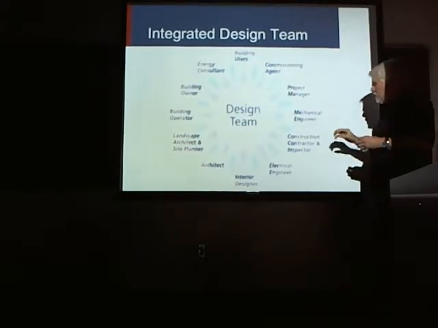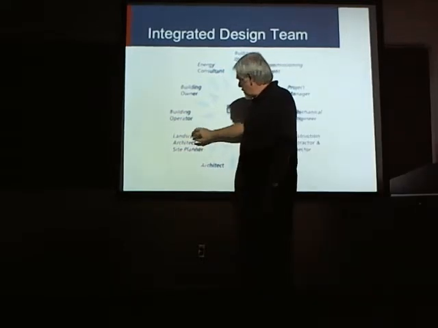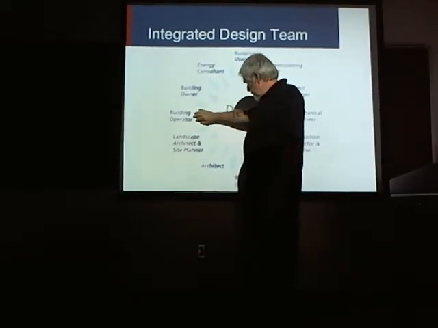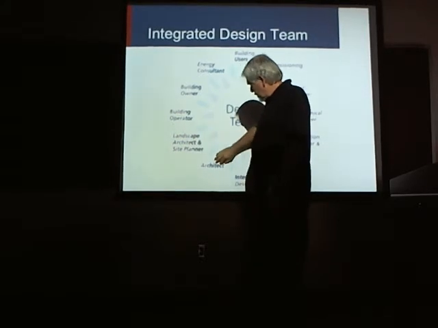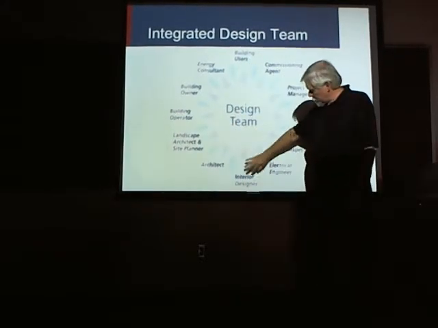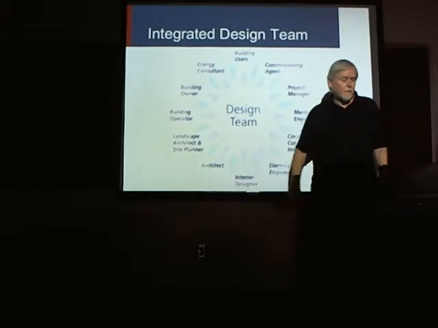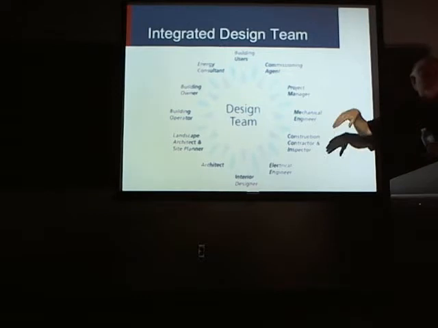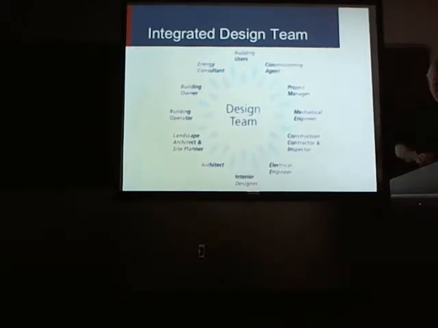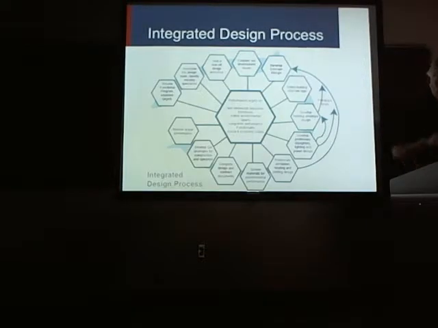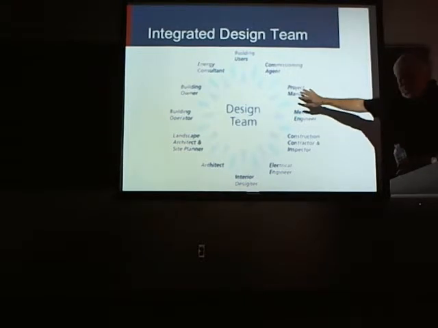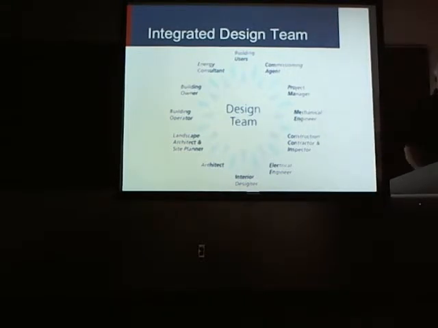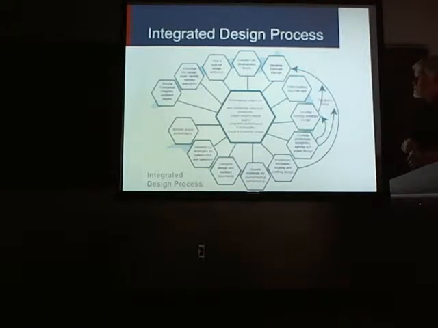It sends the message that the landscape architect only interacts with the building owner and operator, and the architect only interacts with the landscape architect and the interior designer. So I think the diagram, again, is a little bit misleading. Now, that was about the participants, the actors. The next one is about the process.